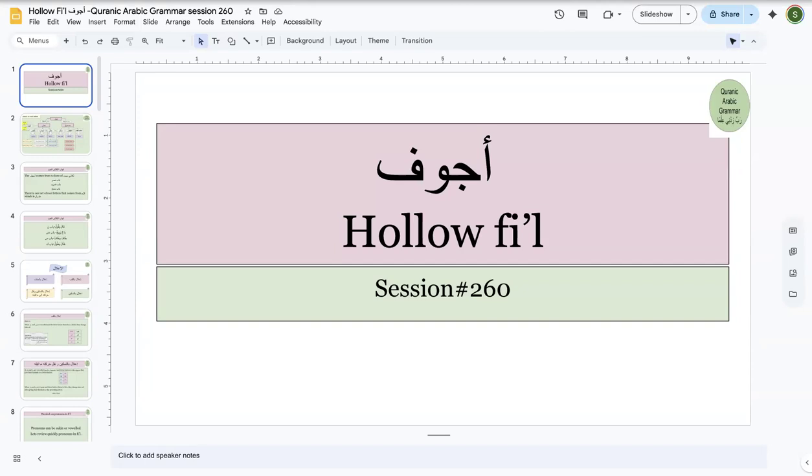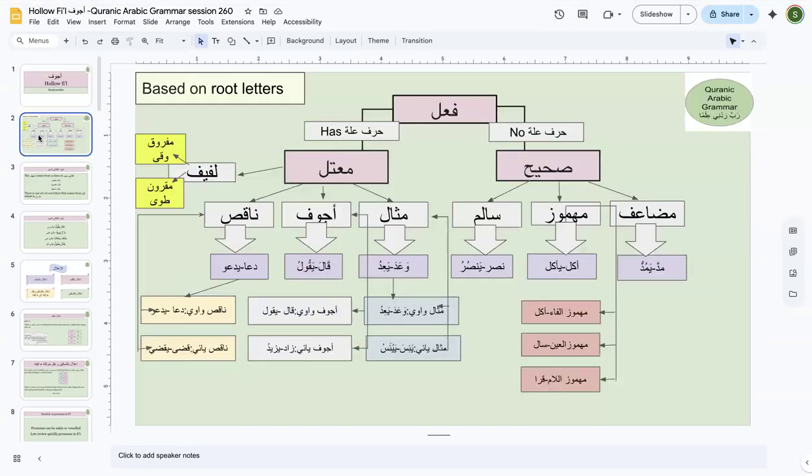In ajwaf, there are two types. Ajwaf wawi, when your middle letter is waw, like in the word qala yaqulu. Ajwaf yai, if your middle letter is a ya. Everyone got it? Alhamdulillah, so this is clear to all of you. Ajwaf wawi, ajwaf yai.